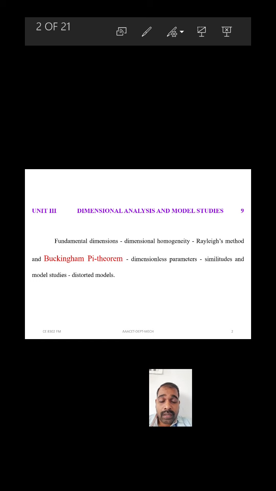In the previous university examinations, they have asked one big question in Part B as well as one big question in Part C also, right? From that you can know how important it is. There is nothing complicated in this Buckingham pi theorem. It's a mathematical approach. Once you follow the same mathematical approach, you can get maximum marks, right?